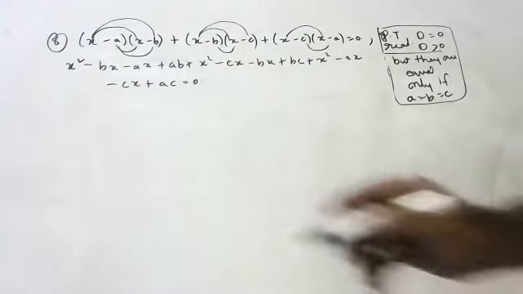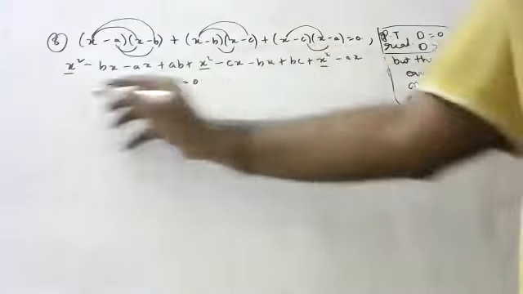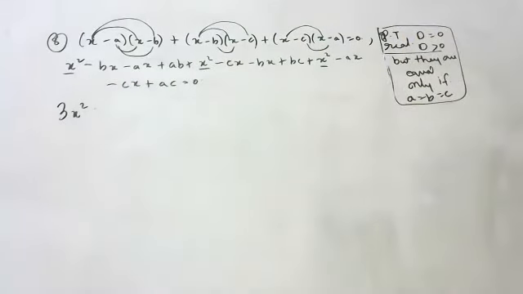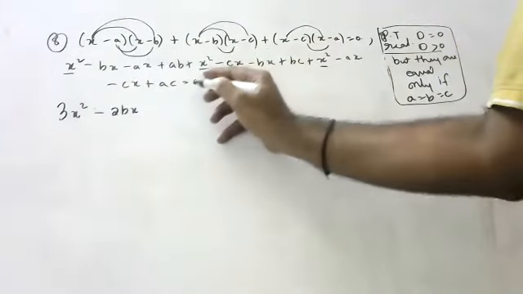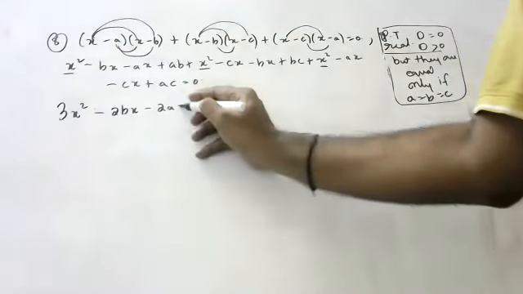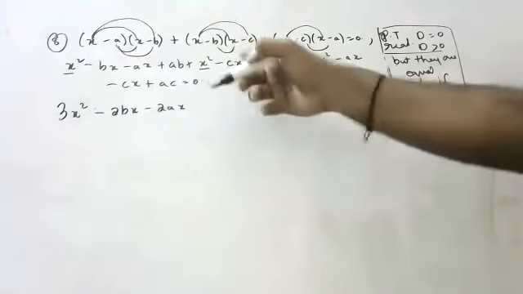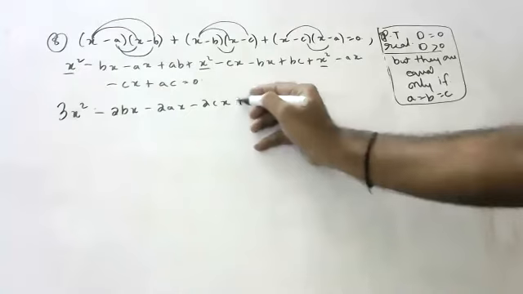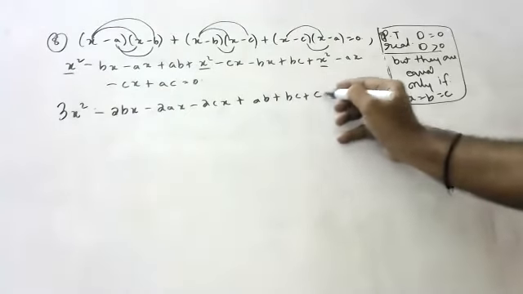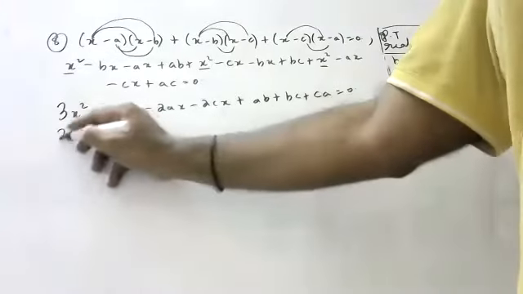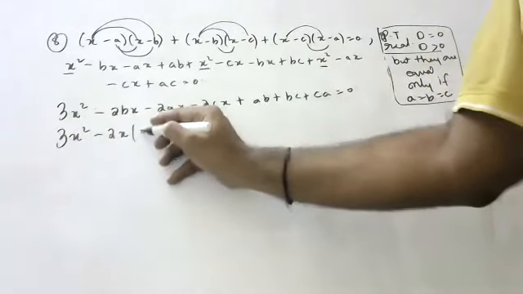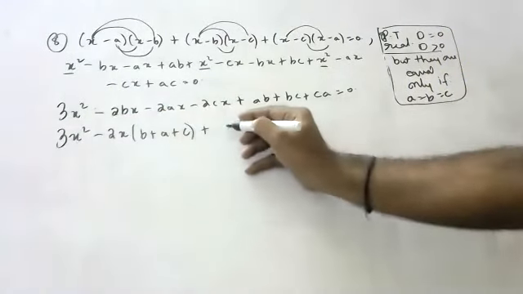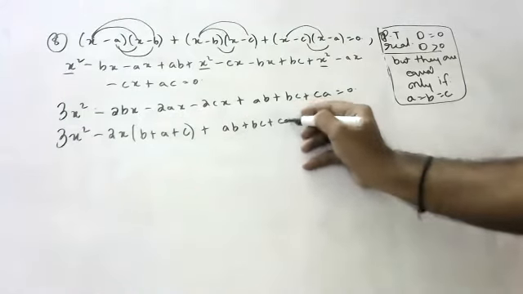Now, children, how many x² are there? 3. Very good. 3x². How many x's are there, children? Minus 2bx, minus 2ax, minus 2cx. After that, what is left over? Plus ab plus bc plus ac is equal to 0. Now, children, we can write this equation as 3x² minus 2x(a + b + c) plus ab + bc + ca is equal to 0.